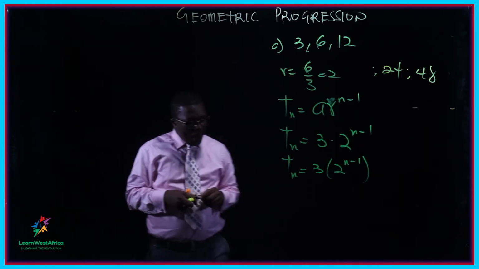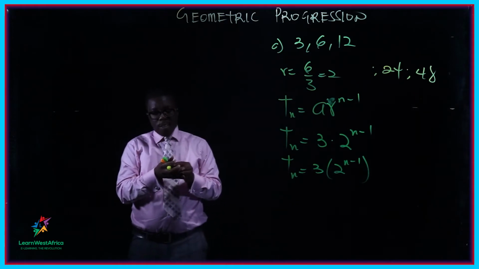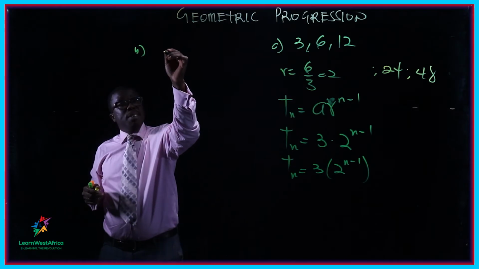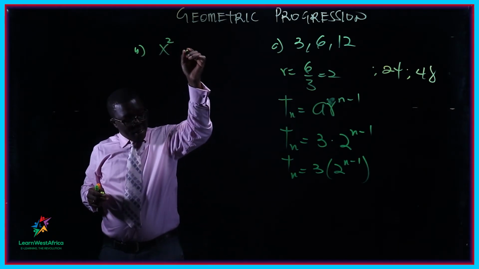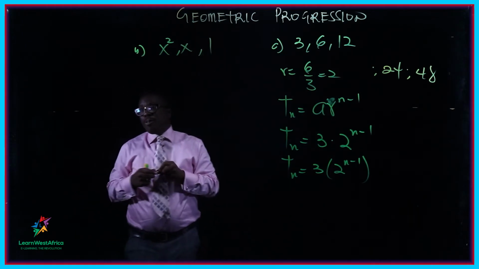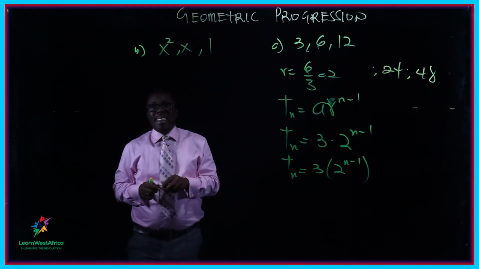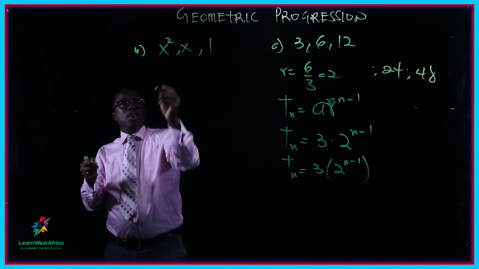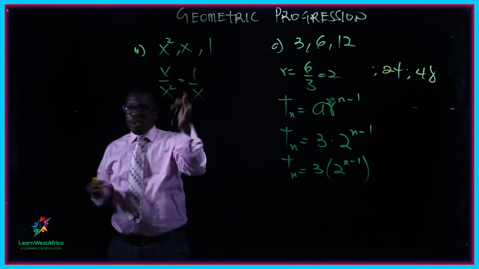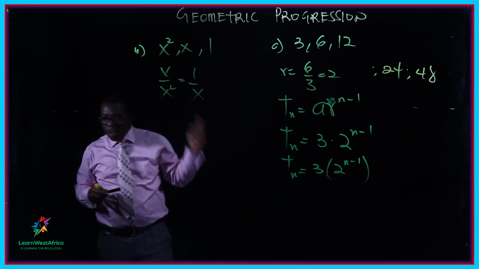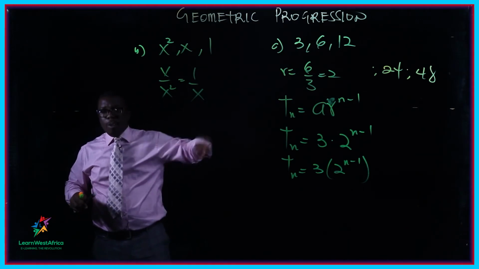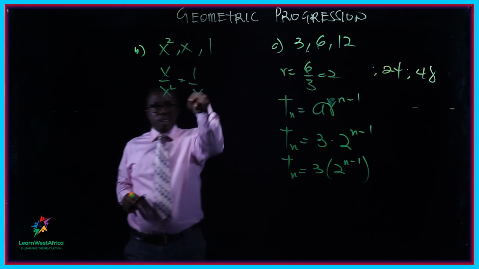All right, the second part has another sequence, of the form B. The sequence was given as x squared, x and 1, and we wanted to find the next two terms. Again, when you divide x over x squared, what do you get? X over x squared gives you 1 over x. So this is our common ratio, 1 over x, the multiplicative constant that is used to generate the terms successively.